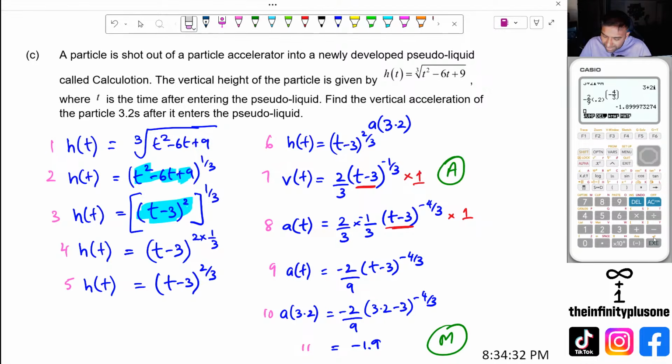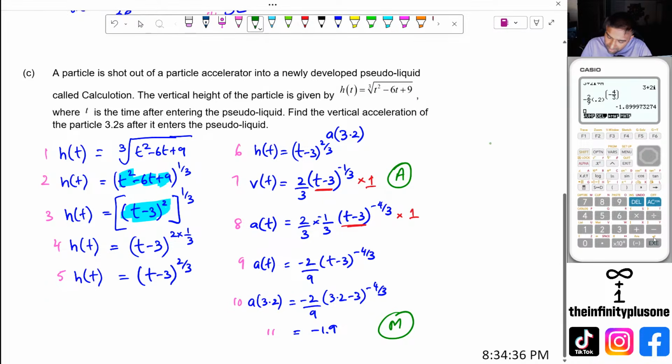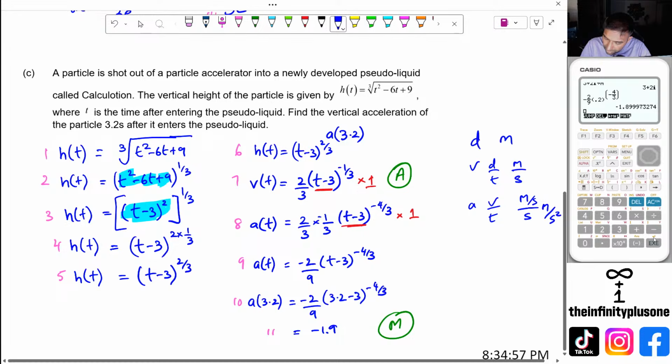If you forget it, think about it like this. You've got your distance. If you ever forget your units, your distance is going to be meters. Velocity is distance over time, so that's meters over second. Then acceleration is velocity over time, so that's meters per second over second, and that's how you get meters over second squared.